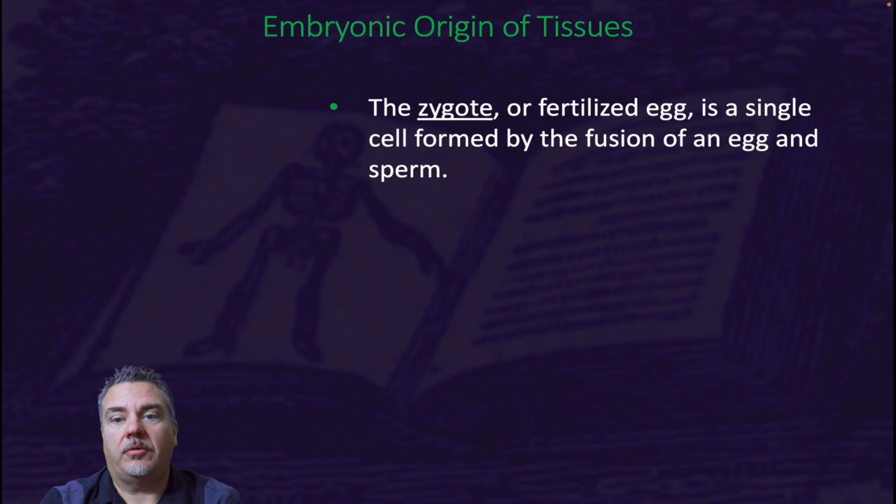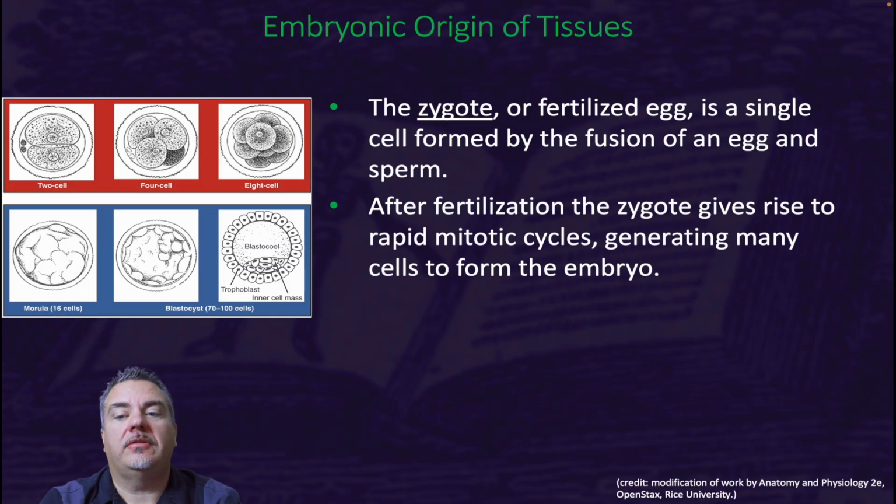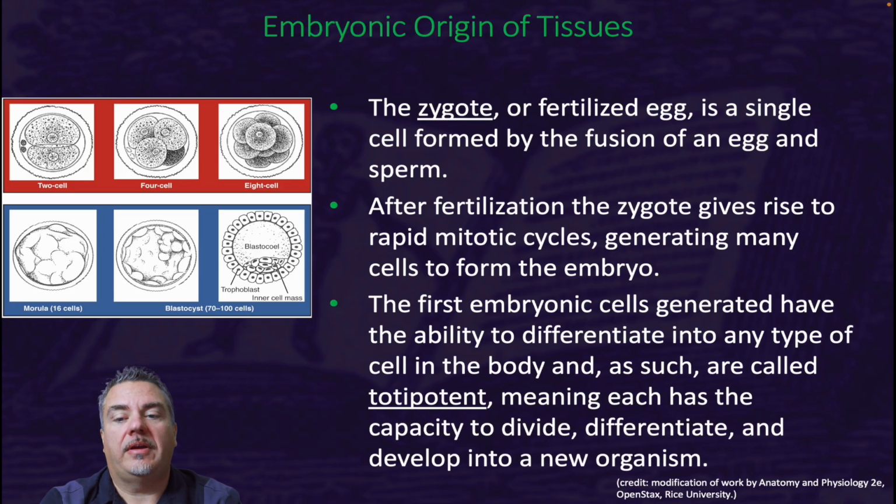For the embryonic origin of tissues, the zygote or fertilized egg is a single cell formed by the fusion of an egg and a sperm. After fertilization, the zygote gives rise to rapid mitotic cycles, generating many cells to form the embryo. The first embryonic cells generated have the ability to differentiate into any type of cell in the body, and as such are called totipotent, meaning that each has the capacity to divide, differentiate, and develop into a new organism.